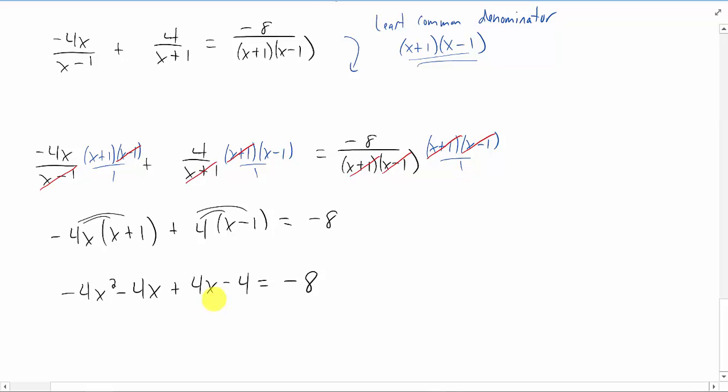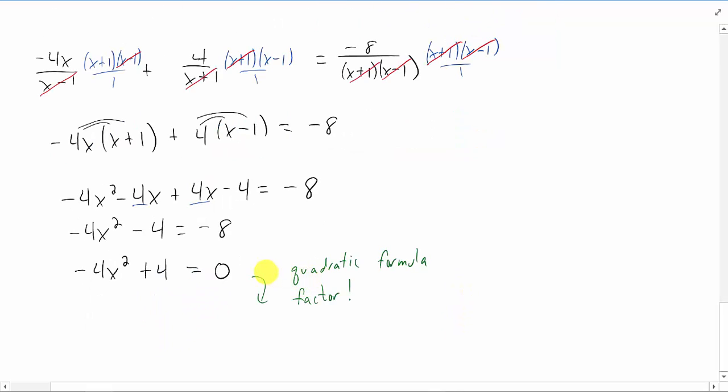I'm going to get everything on the left side of the equation, and I'm going to combine like terms. So in this step, I combined the negative 4x and the positive 4x. Now I'm going to move everything to the left side. So I'm going to add 8 to both sides. And while there are multiple ways to solve this equation, the quadratic formula is still an option. Factoring is probably a better option. Simply isolating the x squared is probably an even better option. But I like to practice factoring, so I'm going to do that.